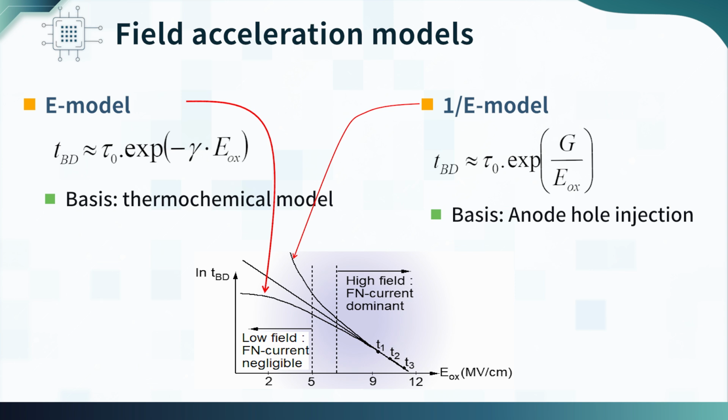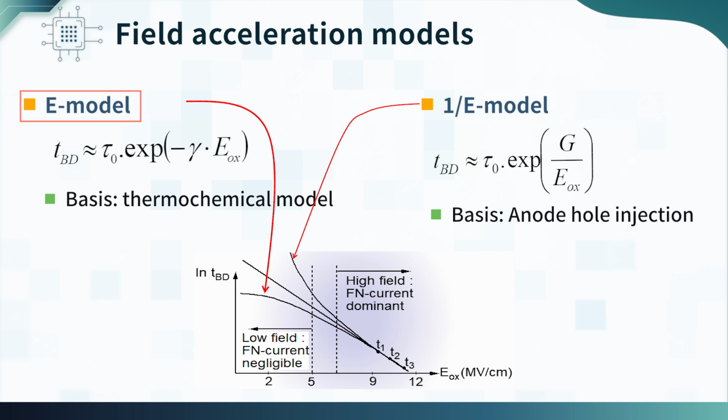And one of the things we need to be careful about is when we do the acceleration testing and do the fitting, we only fit in this region, which is a bias larger than our operating bias. But once we use the E model or 1 over E model and extrapolate to the low field, it can be either overestimated or underestimated here. So therefore, we have to make sure that the mechanism fits the model we use.